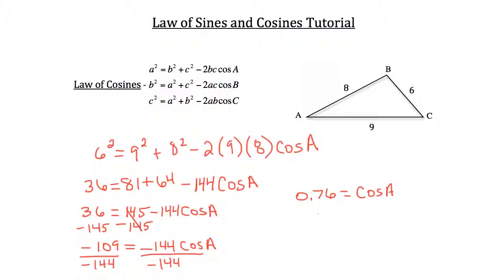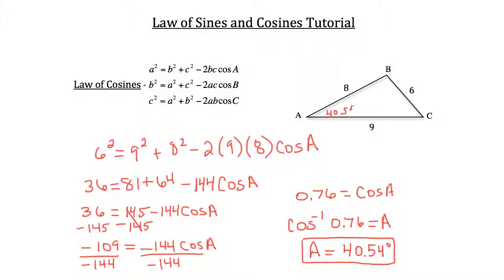So to solve for A, we'll take the inverse cosine of both sides, and we'll have the inverse cosine of 0.76 is equal to angle A. So angle A has a value of 40.54 degrees. Now you can use these other two formulas in the law of cosines to solve for angle B and angle C if you'd like. It's going to be the same exact setup. You're just going to plug in the side lengths that you know and then solve for that angle that's missing.